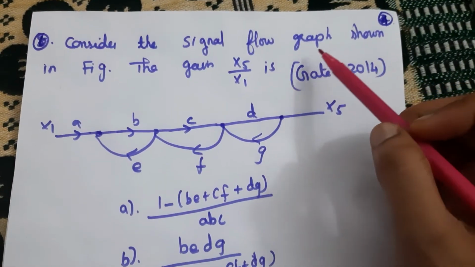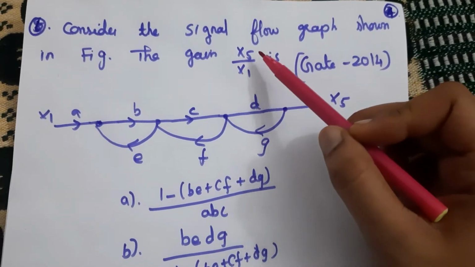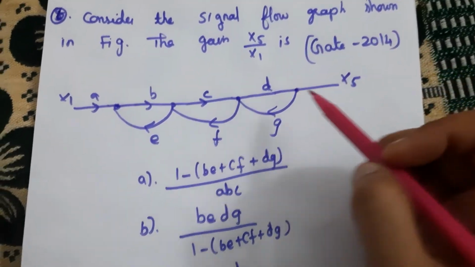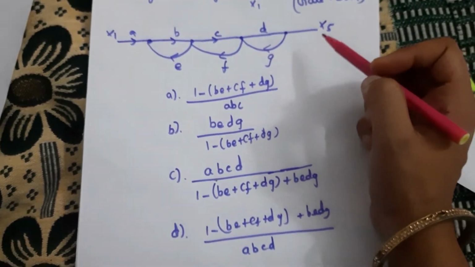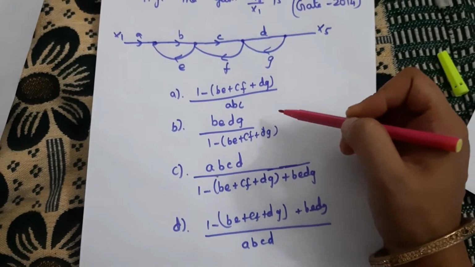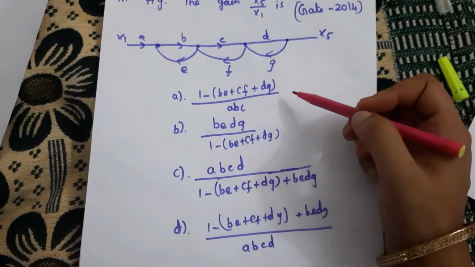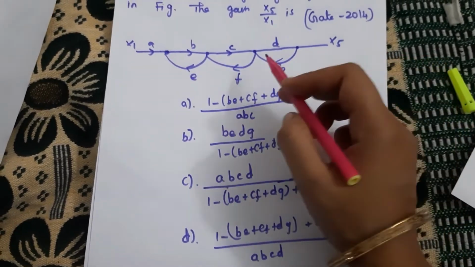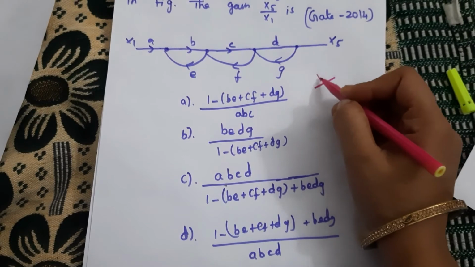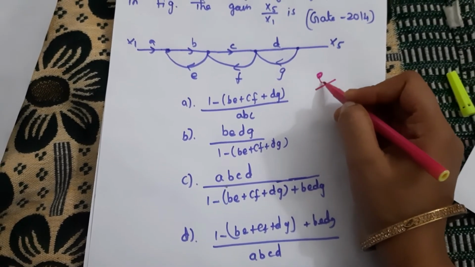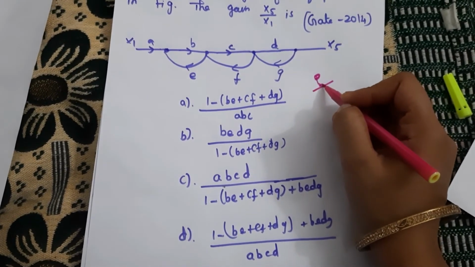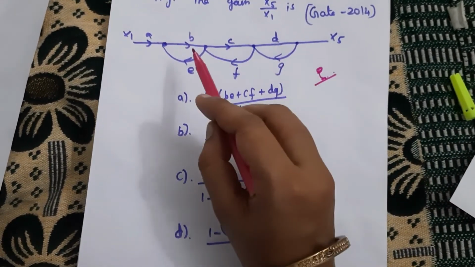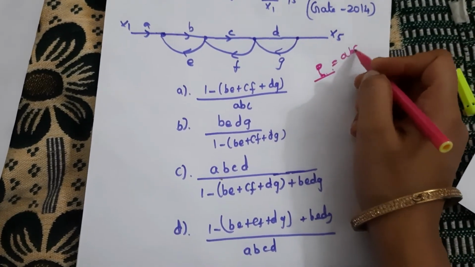Next question: consider the signal flow graph shown in the figure. The gain y divided by x1 is, and this is a question from GATE 2014. This is a very simple question. By seeing the options A, B, C, D, we can identify the answer easily. First, the upper part of this division is equal to the forward path gain. So here the forward path is A, B, C, D. So the forward path gain is ABCD.